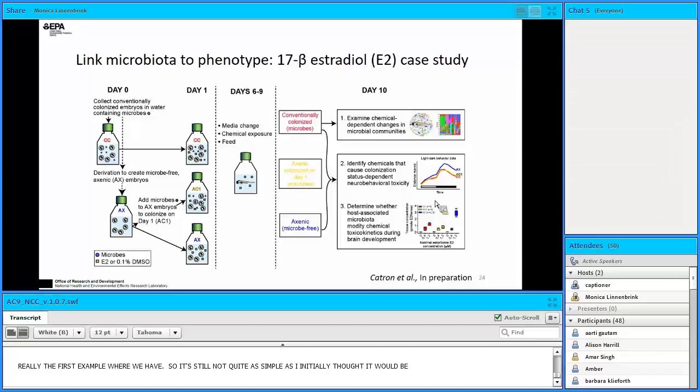So we're using the same exposure paradigm where we dose on days 1, 6, 7, 8, and 9, and on day 10 in the colonized animals we looked at composition, and in our 3-cohort system we looked at behavior and internal dose of the parent compound using targeted chemistry. And this was performed and led by Dr. Tara Katrin, a really excellent postdoc in the lab.